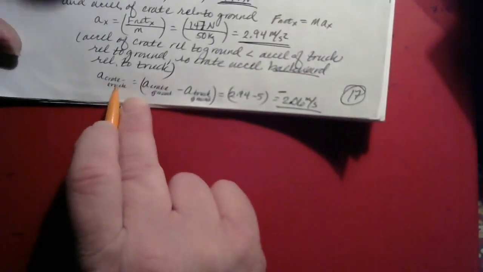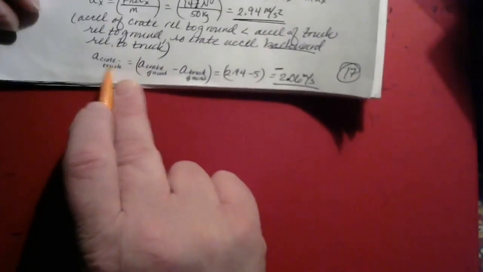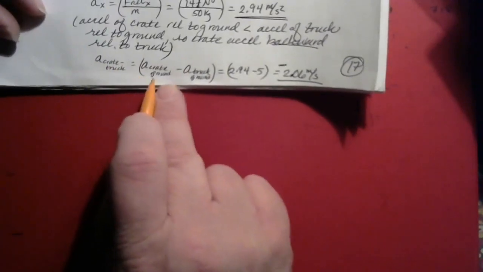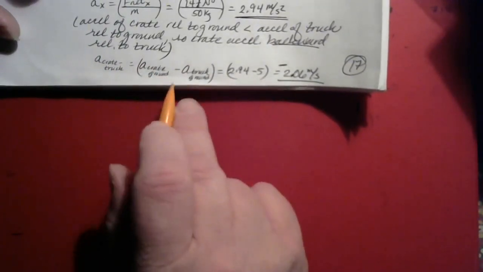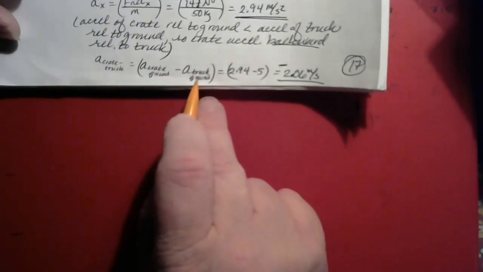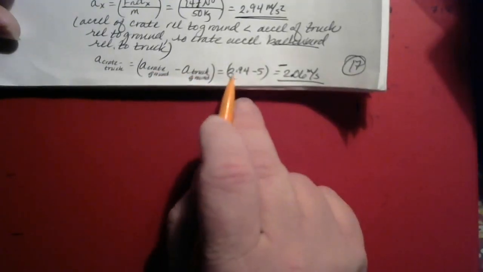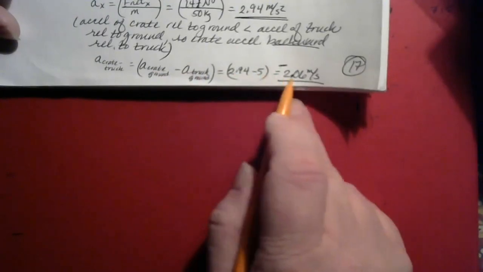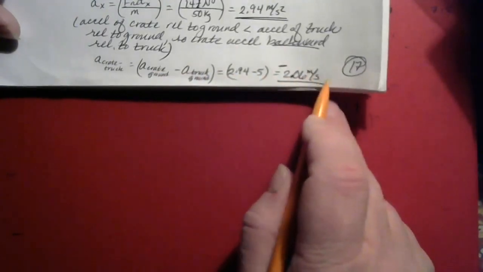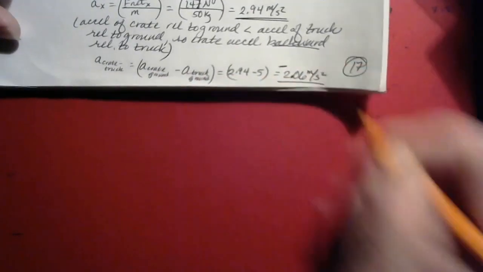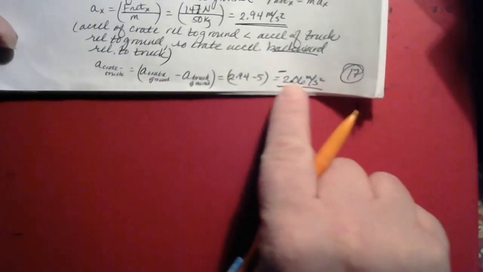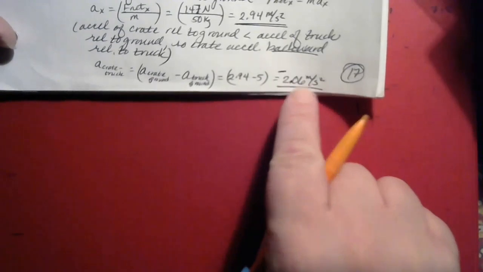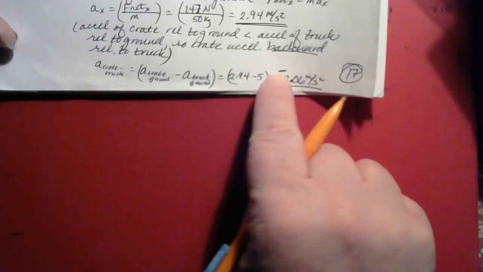So the acceleration, if you want a number for it, the acceleration of the crate relative to the truck would be just the acceleration of the crate relative to the ground minus the acceleration of the truck relative to the ground. That would be 2.94 minus 5, or negative 2.06 meters per second squared. So that would be the acceleration of the box relative to the truck. And notice it does come out negative.